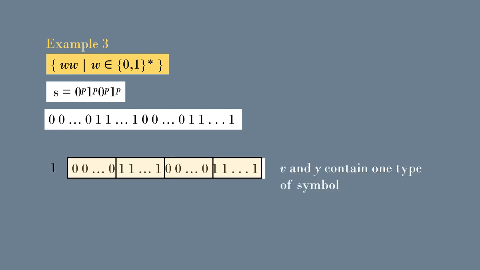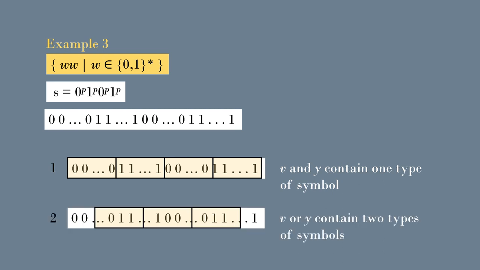Case 1, when both v and y contain only one type of alphabet symbol, either zeros or ones, then pumping up v and y once will move the string out of the language. And case 2, when v or y contain two types of symbols, then pumping up once will move the string out of the language as well.